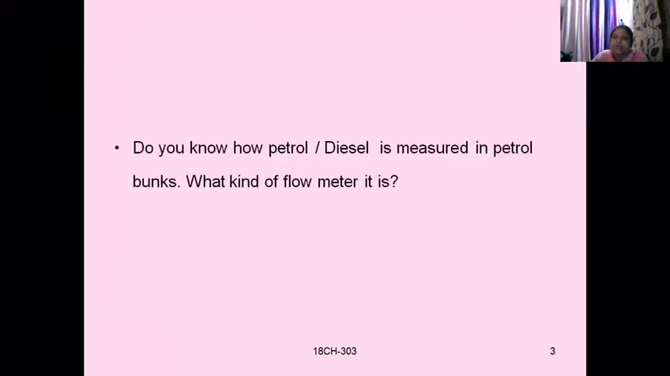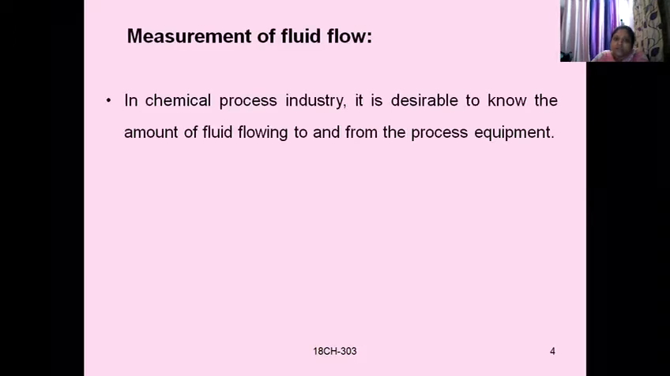Before going into this, generally we go to the petrol bunks where petrol or diesel is measured. Anybody can observe what kind of flow meter they are using. They generally use a flow meter which gives the reading in liters per hour. From our chemical engineering point of view, it is desirable to know the amount of fluid flowing to and from the process equipment, how much fluid is entering and how much is leaving. For this purpose, we have to know the measurement of the fluids.